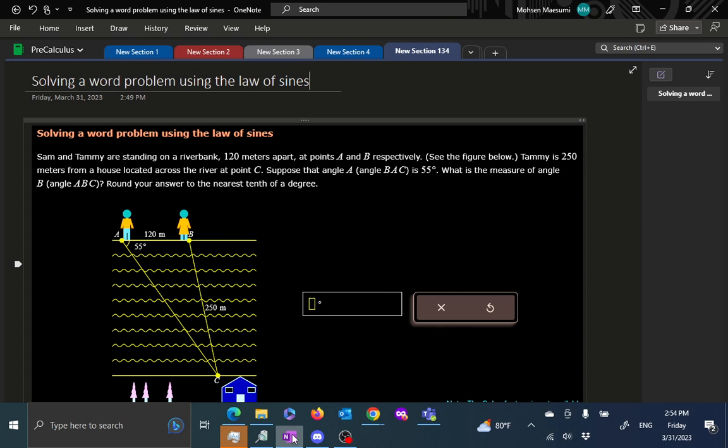Suppose the angle A is 55 degrees. What's the measure of the angle B? And we want to round the answer to 1/10 of a degree. So what is it that is in this picture? We have a triangle.